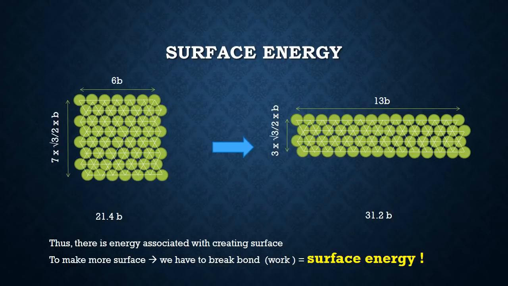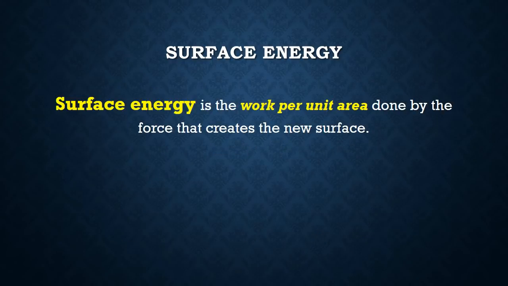So when you change from the square shape to the rectangular, there is energy associated with creating surface. To make more surface, we have to break the bond, which means that work has to be done, and this is what you call surface energy. To define it clearly, surface energy is the work per unit area done by the force to create a new surface.